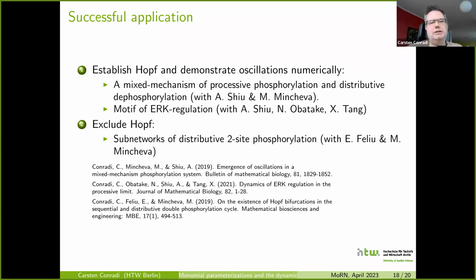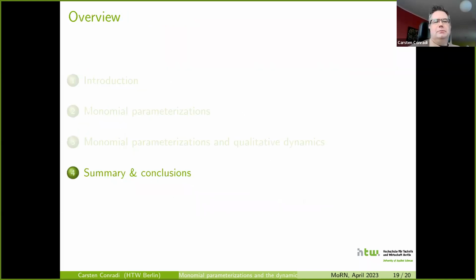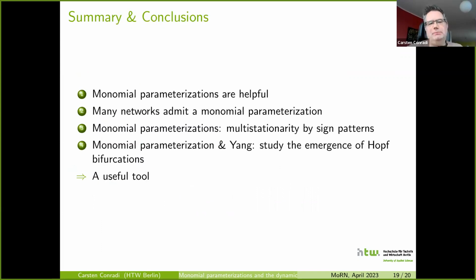This brings me to the last slide. So I'd say monomial parameterizations are helpful. Many systems that I found admit a parameterization, and they have 2 interesting applications. You can use them to decide multistationarity, and you can use them to study Hopf bifurcations. So I personally consider them an interesting and useful tool.